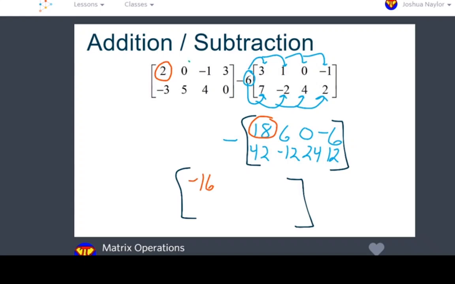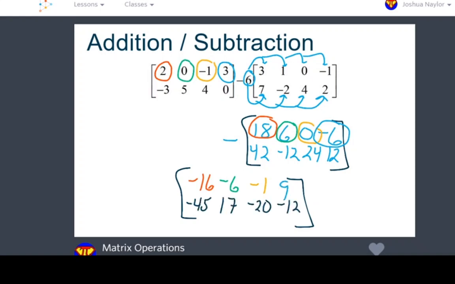Next, we can subtract the corresponding entries 0 minus 6. Again, 0 minus 6, that of course is -6. Next, we're going to subtract -1 minus 0. -1 minus 0 is still -1. And lastly, we'll subtract 3 minus -6. Now be careful, 3 minus -6 is really the same as 3 plus 6, so that of course comes out to be 9. And when you go ahead and subtract the bottom 4 numbers, you end up with -45, 17, -20, and -12. We call that matrix addition and subtraction.